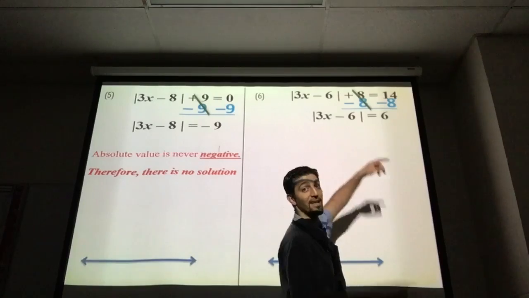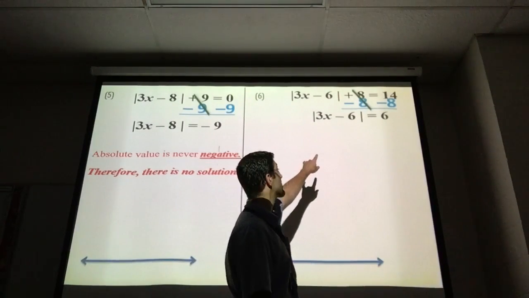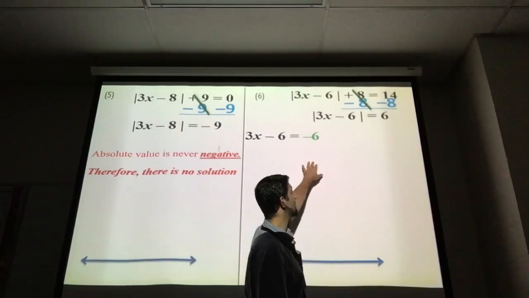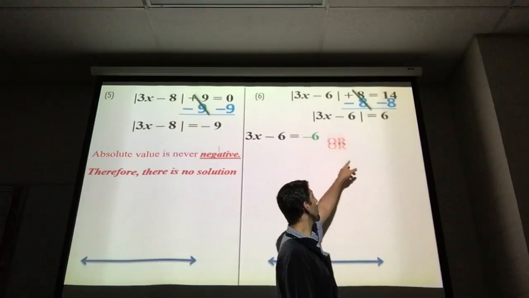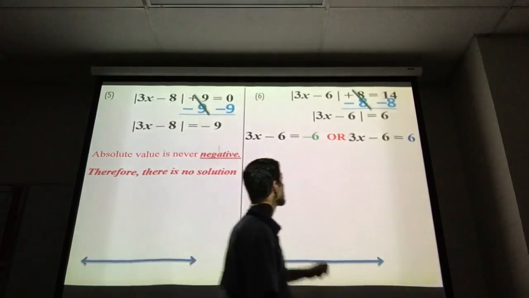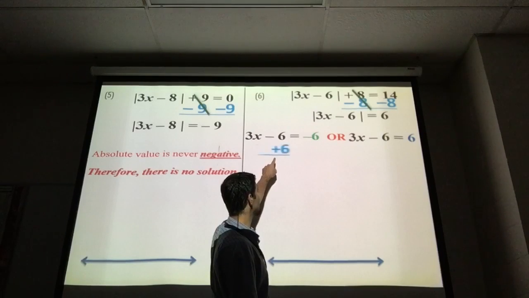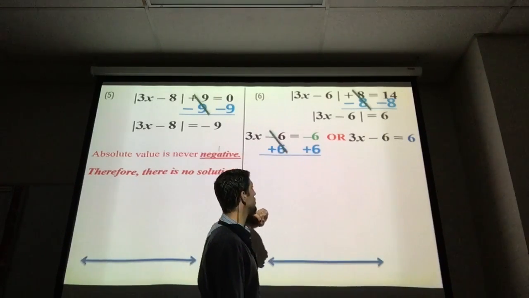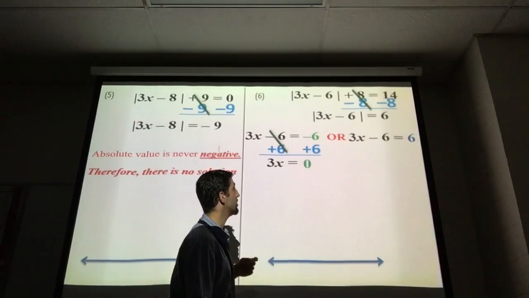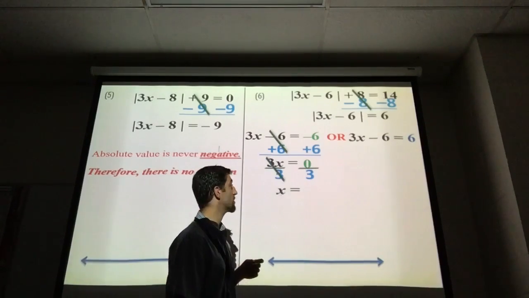So now we can go ahead and do the split. We're going to take what's inside the absolute value and set it equal to negative 6, or we're going to take what's inside the absolute value and set it equal to positive 6. Now this is a two-step equation. First step is to add 6. The 6's cancel. You get 3x equals 0. And then divide by 3, and we get x equals 0.